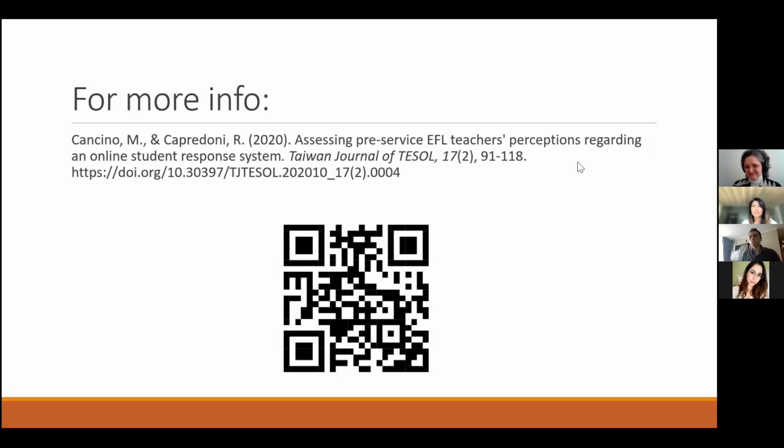But in general, we were trying to assess how these students would react to new technologies in the classroom, in particular these online student response systems that are part of a gamified approach to teaching any type of subject. But those are the main ideas that we had in terms of framework for the study.